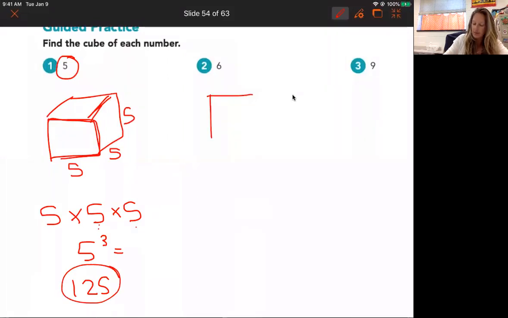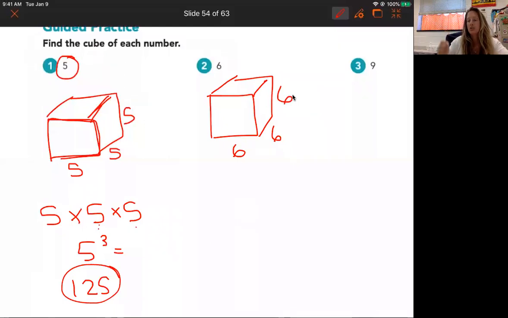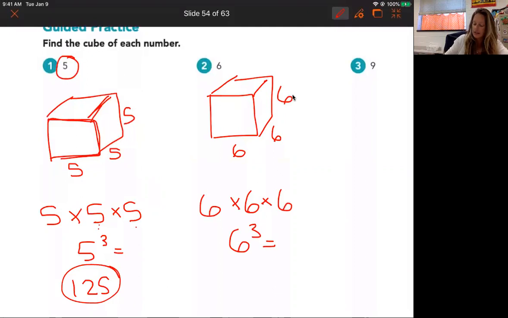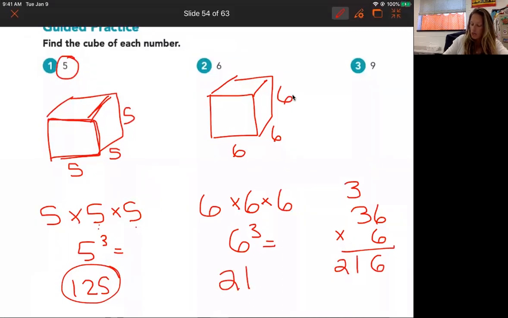For 6, same thing. If I have a cube and the length of each side is 6, it wants me to find the volume, how much space the cube takes up inside. So that's 6 times 6 times 6, which is 6 to the 3rd power. 6 times 6 is 36, and then you do 36 times 6. If you don't know that, come off to the side and do 36 times 6. Again, 6 times 6 is 36, 6 times 3 is 18, plus 3 is 21. So the cube of 6 is 216.